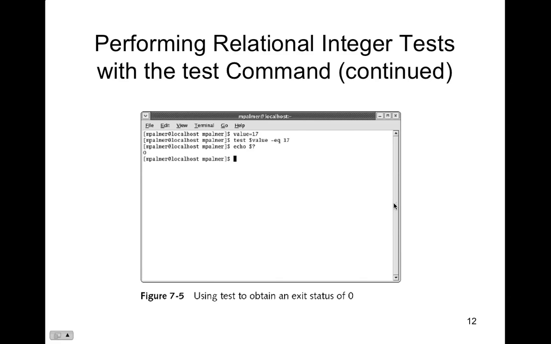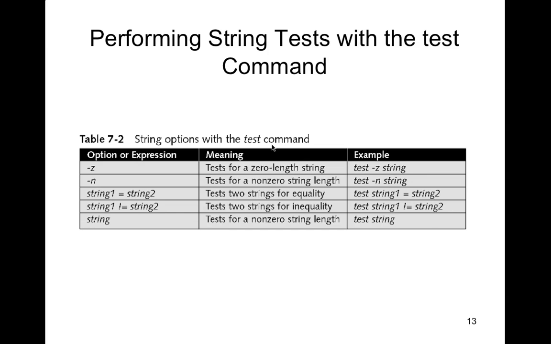And here in terms of performing the relational integer tests with the test command, here's another example of a little screenshot showing you a value is equal to 17 as an example. Test the value, is it equal to 17? And then echo a question mark, saying yes it does, or no it doesn't equal 17. So coming back with 0 or 1.